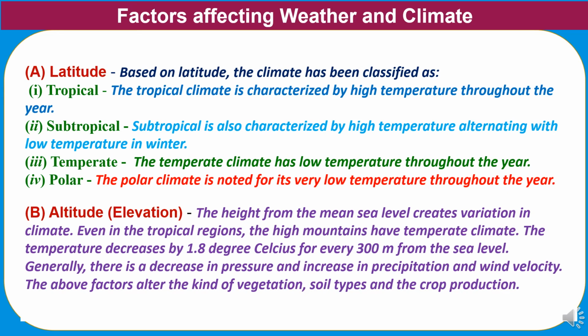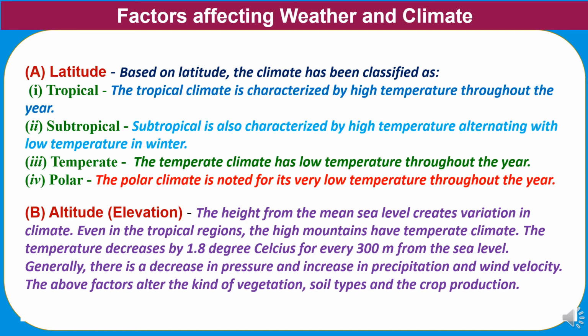Now to study factors affecting weather and climate. First one is latitude. Based on latitude, the climate has been classified as, first one, tropical climate. The tropical climate is characterized by high temperature throughout the year. Second is subtropical climate. Subtropical climate is also characterized by high temperature alternating with low temperature in winter. And third, temperate climate. The temperate climate has low temperature throughout the year. And fourth, polar climate. The polar climate is noted for its very low temperature throughout the year.